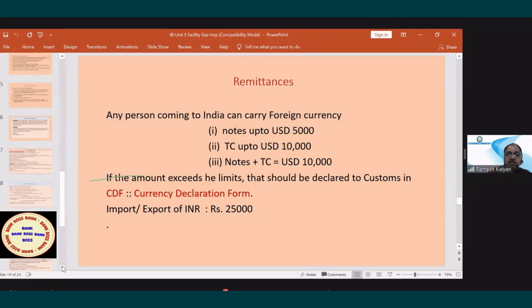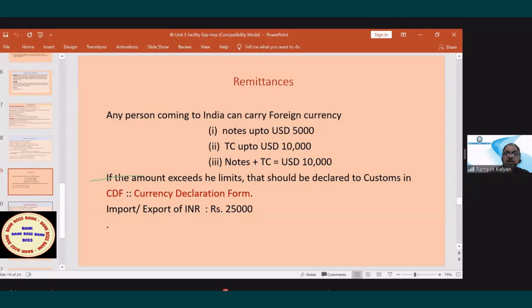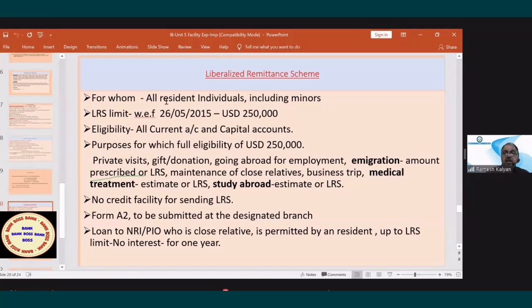And import and export of INR, I have already told you. Import and export doesn't mean trade activity. This is only the actual cash that you carry when you travel abroad. That's the meaning. And the Liberalized Remittance Scheme: this is for all individuals, including minors, up to 250,000 we can give. This is permitted for all current account and capital account transactions. And these are all the purposes. I will share the slide.